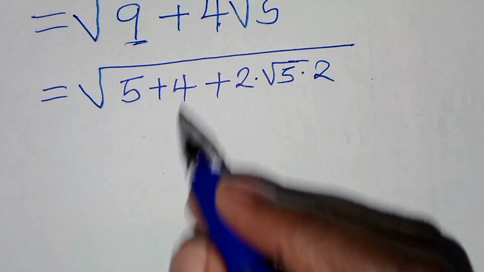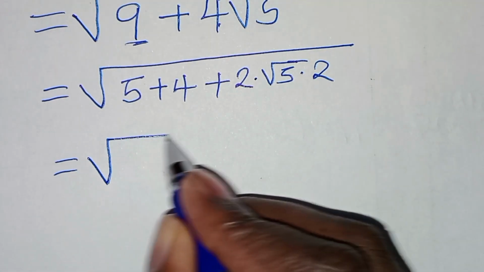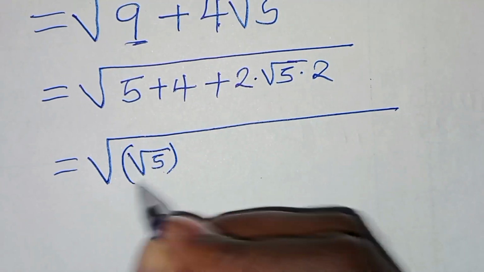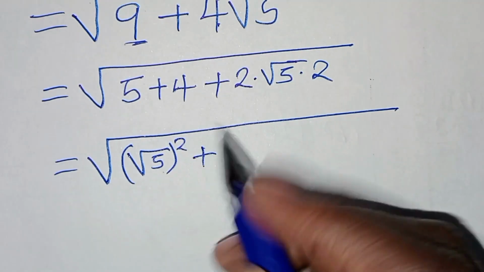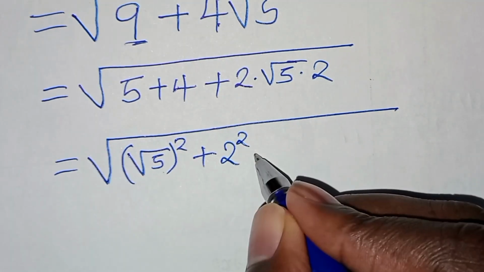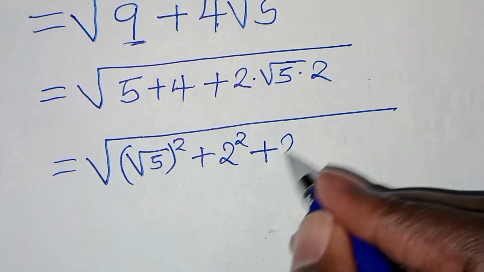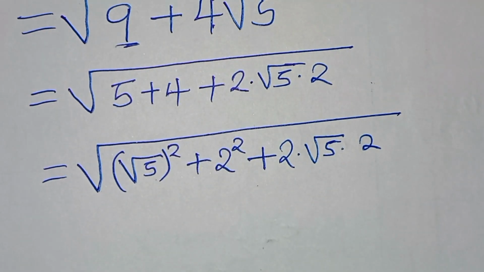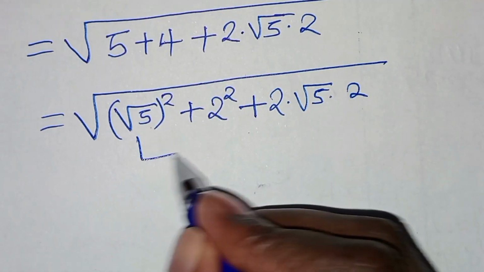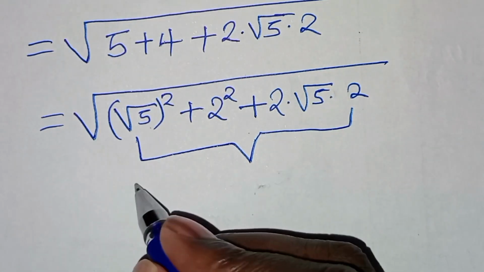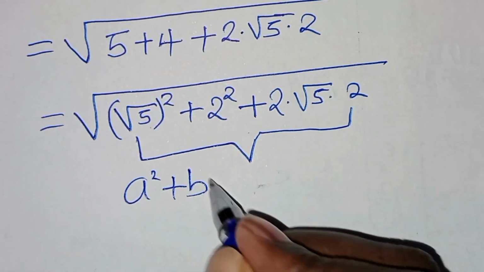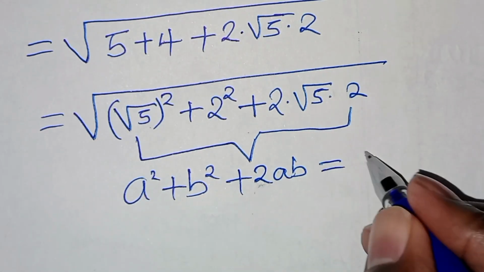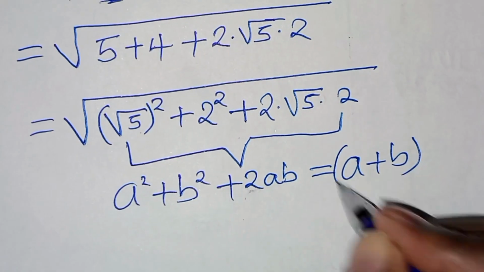So the next step here, we can express 5 as the square root of 5 squared, then plus 4, which is the same thing as 2 to the power 2, then plus 2 times the square root of 5, then times 2. Now, this part again is actually in the form of a squared plus b squared plus 2 times a times b, which we can express as a plus b squared.